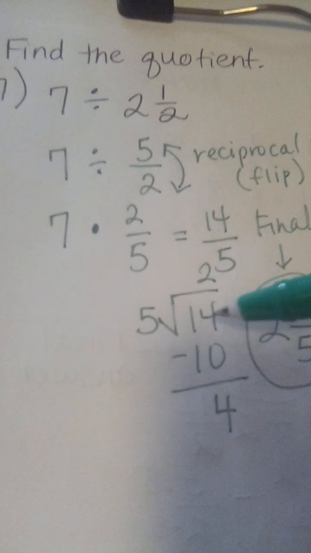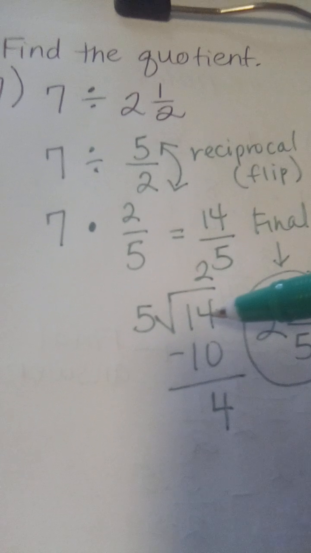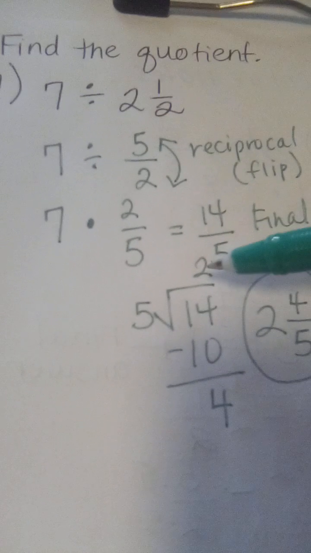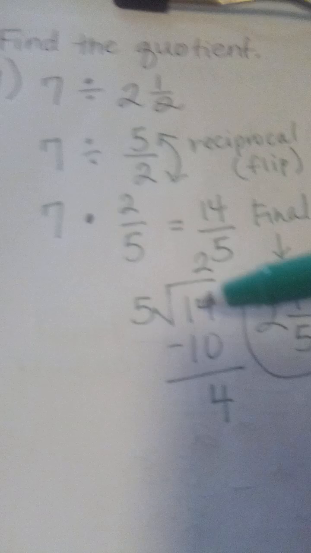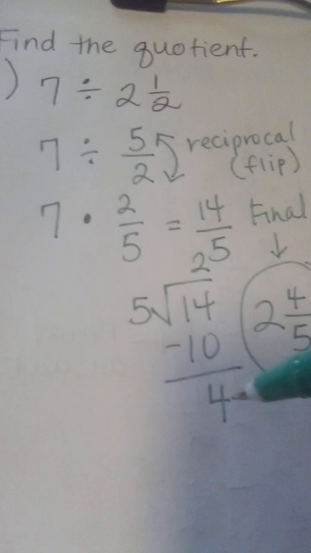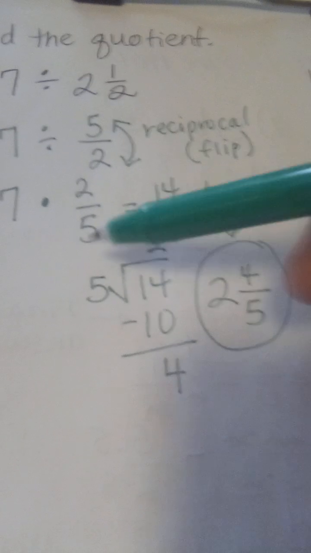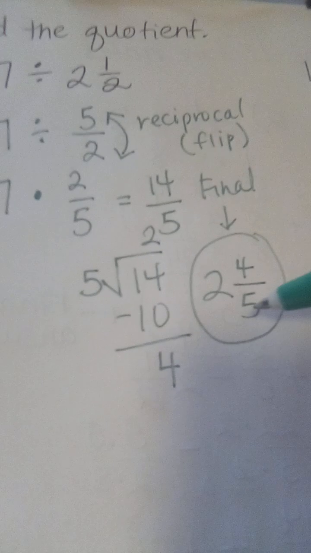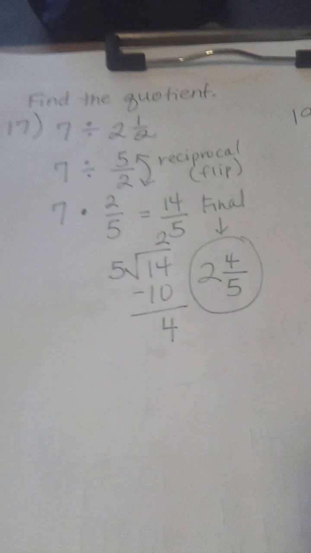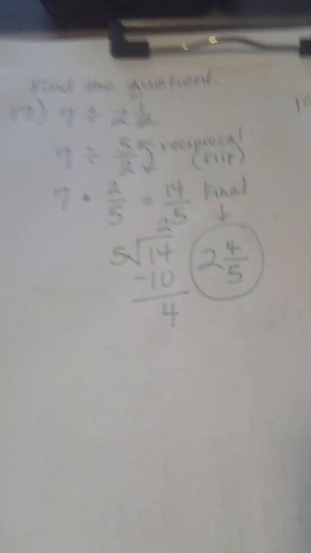And what number is closest to 14 divided by 5, which is 2. 5 times 2 is 10. 14 minus 10 is 4. 2 is the whole number, 4 is the remainder, and 5 is the denominator. So that is our final answer. Any more questions on this problem?